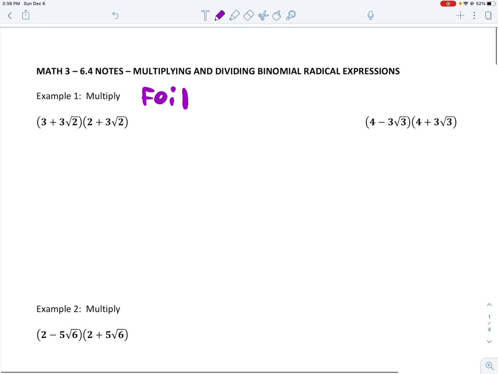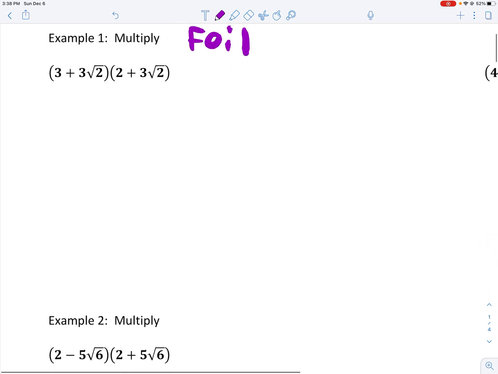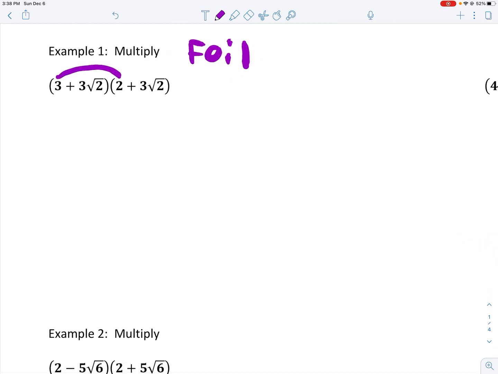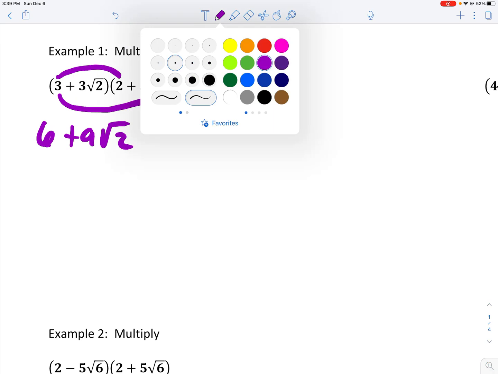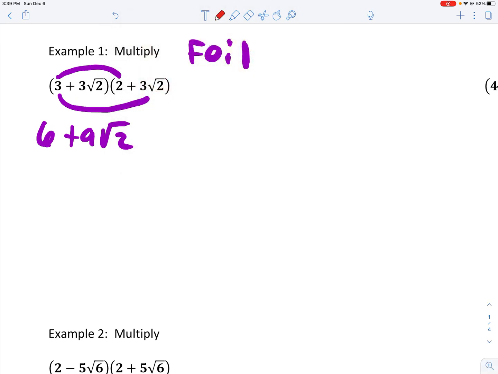So when we're multiplying our first terms, 3 times 2 is 6, and then 3 times 3 root 2 is 9 root 2. Technically, when you do the F and the O, that's really distributing the first term. Now we're going to distribute the second term, which would be the I and L when you do FOIL. So inside, 3 root 2 times 2 is 6 root 2, and then for the last, 3 root 2 times 3 root 2.